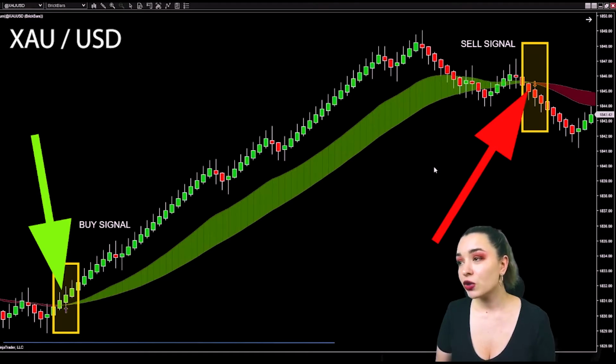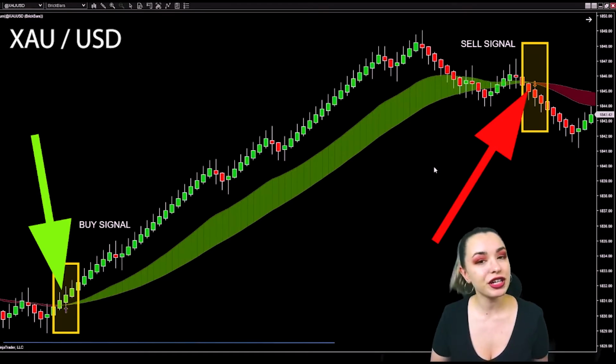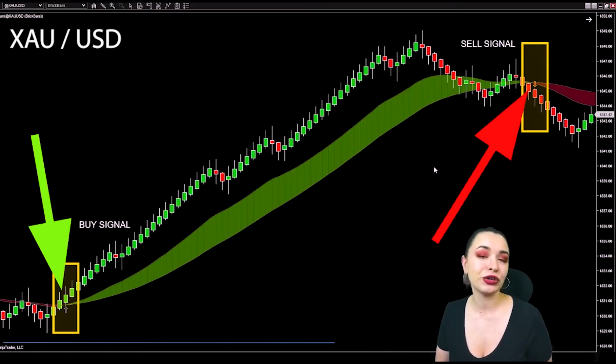Now this brings gold back to its normal state of 1850, so I'm really curious about what's going to happen next in the gold forex trading market, especially now that it seems gold has stabilized itself.